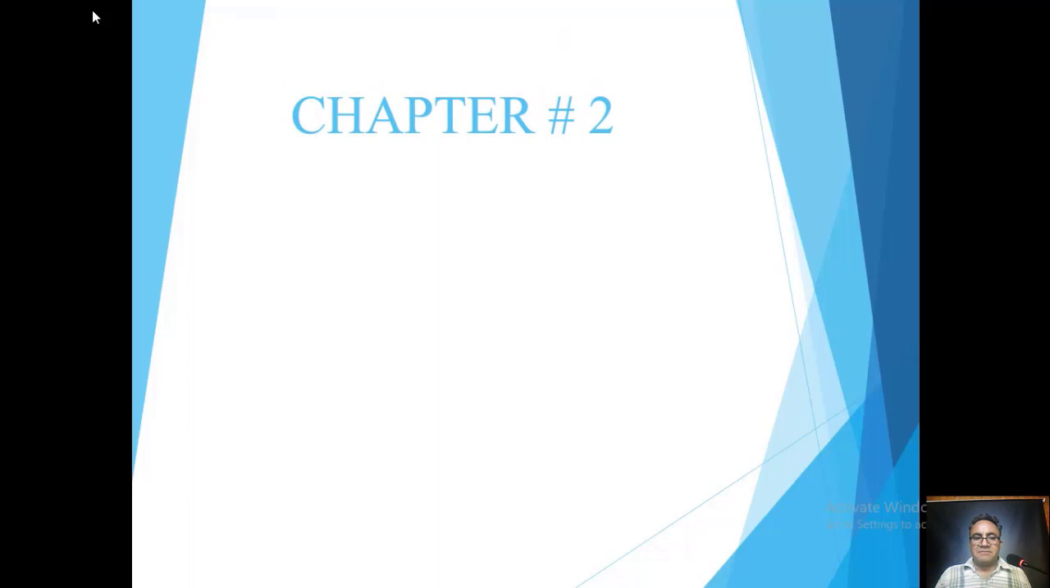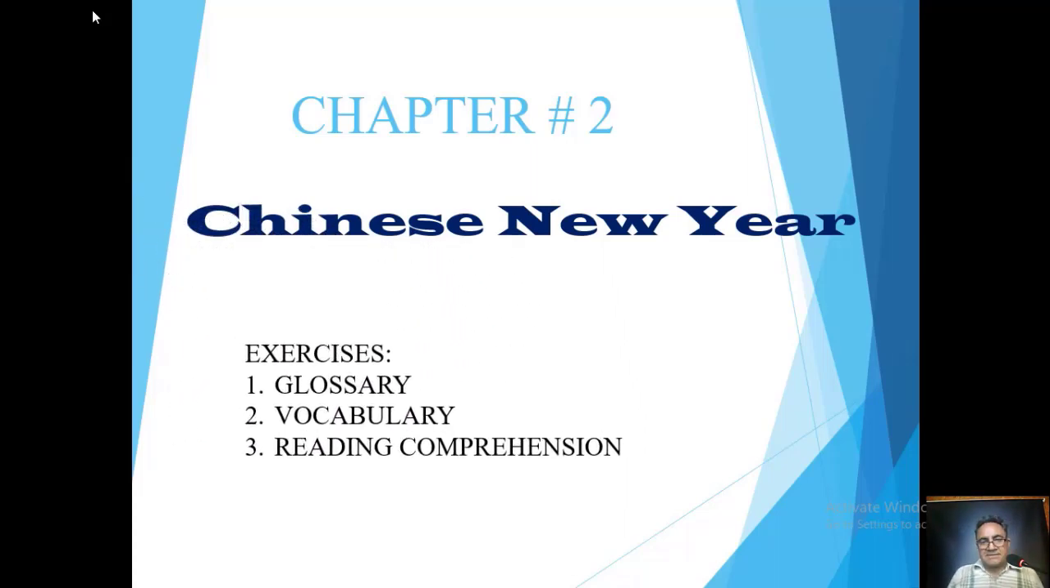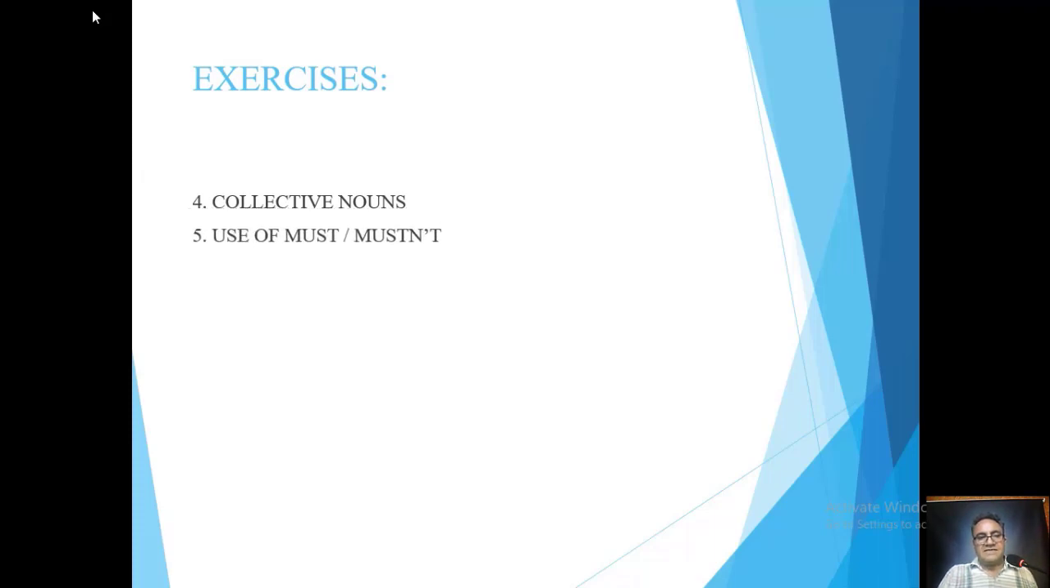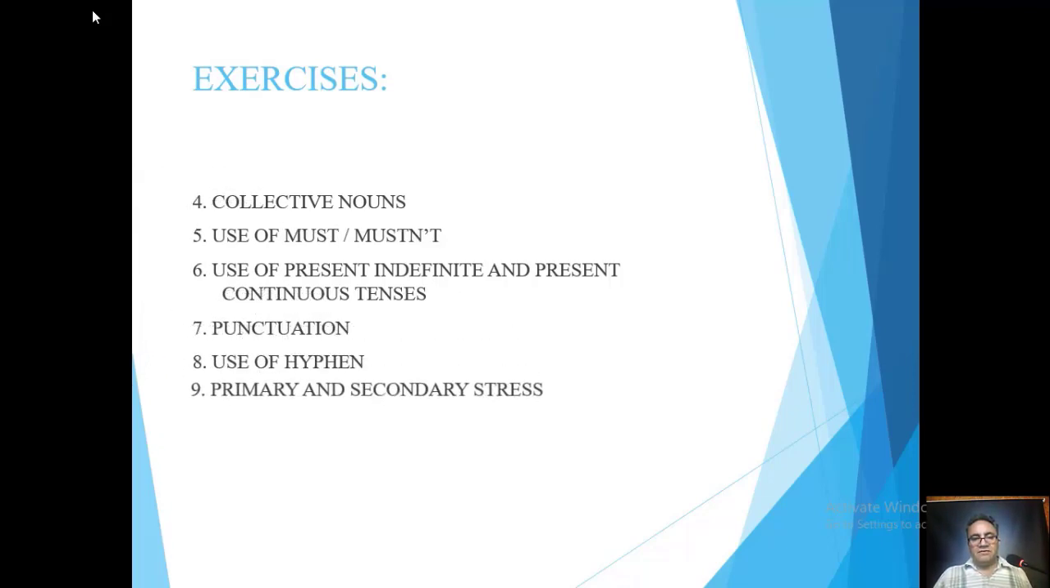Today we'll learn chapter number 2, Chinese New Year, and we'll do exercises. In exercises, we will do glossary, then vocabulary, then reading comprehension, and then we'll move to collective nouns, use of must and mustn't, use of present indefinite and present continuous tenses, and then we'll move to punctuation, then use of hyphen, and at the end we'll learn primary and secondary stress. Let's start our lesson.